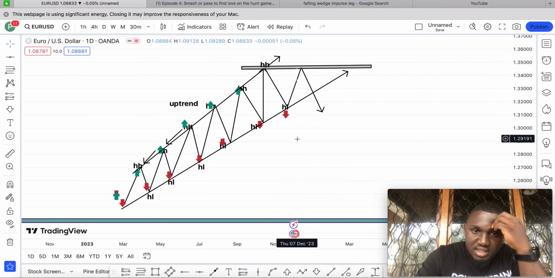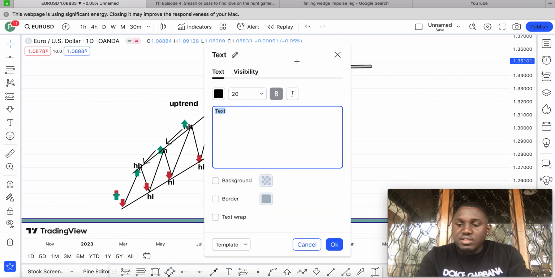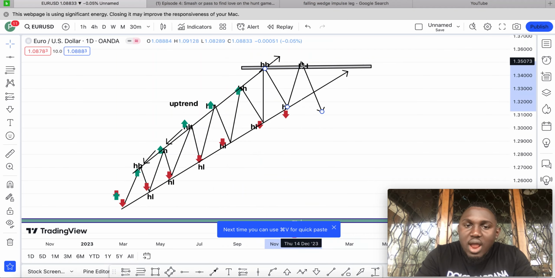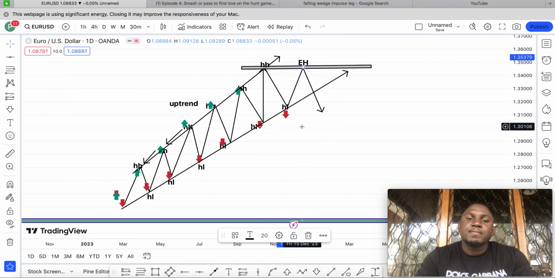Price instead kept an equal high. So we're going to name it E high, equal high. So we now have what they call equal highs here. Alright? This is an equal high.